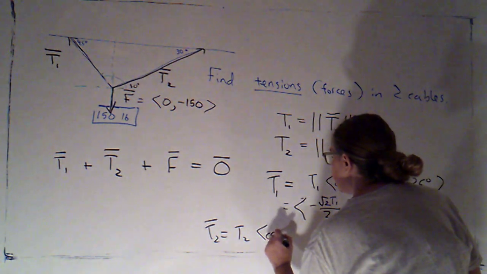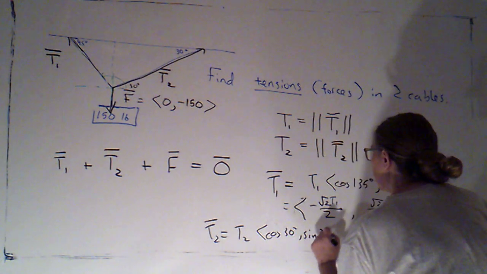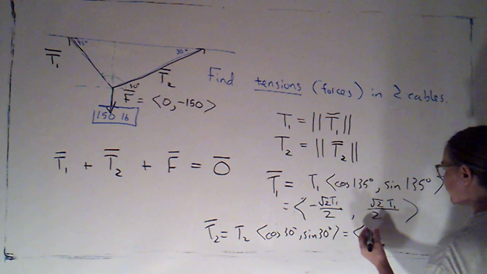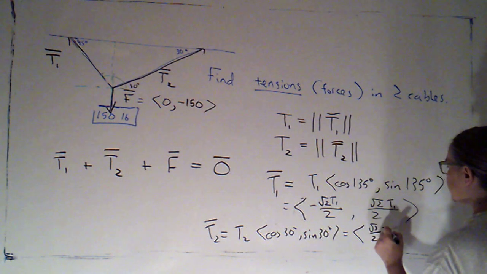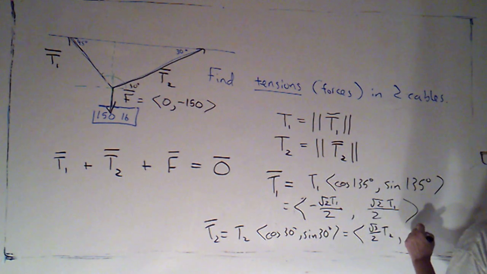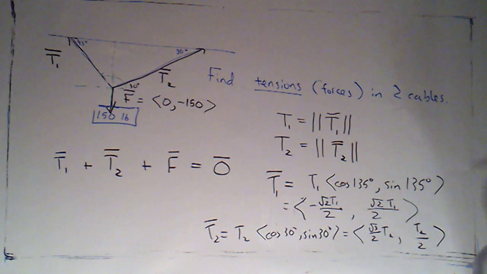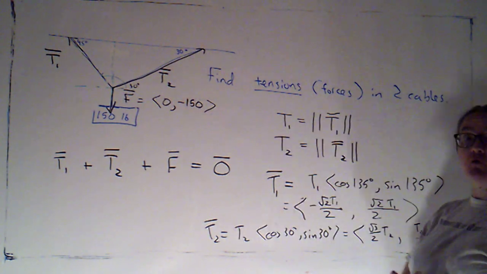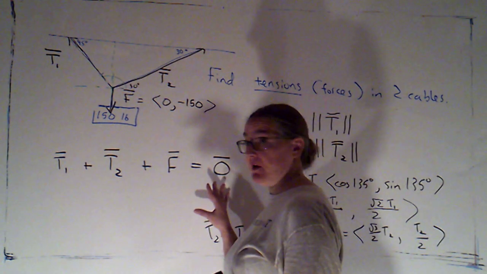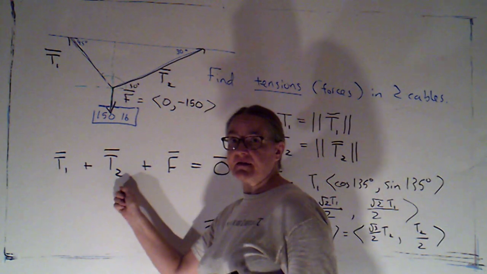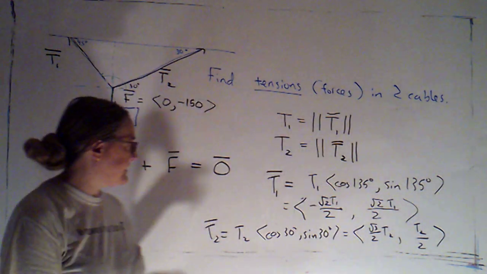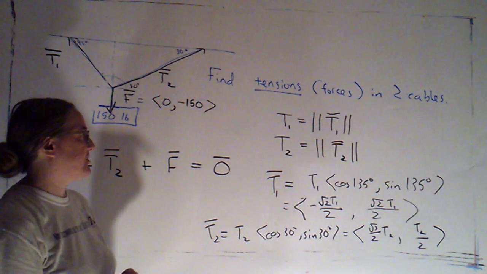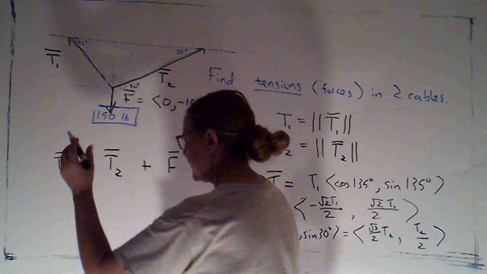So we're going to have cosine of 30 degrees, comma, sine of 30 degrees. So we'll have, let's see, cosine of 30 is root 3 over 2. So we'll have root 3 over 2 times T2, comma, sine of 30 is 1/2, so we'll just have T2 over 2. Excellent. So now I can write in describing all of my vectors component-wise. Now with these two vectors, I've introduced two unknowns. I've introduced T1 and T2 without the bars, which are the magnitudes of these two vectors. Okay, so I've got two unknowns going on here, but let's just see what happens.